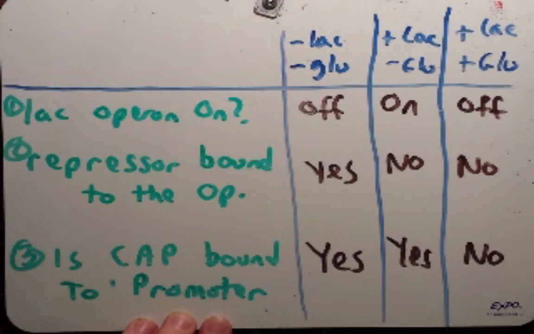CAP, again, just to remind you, is not bound because glucose is high. When glucose is high, we block the formation of cyclic AMP. No cyclic AMP means it can't bind to CAP. If CAP can't bind to cyclic AMP, it can't bind to the DNA, to the promoter. So we can't turn on the expression of the lac operon fully.